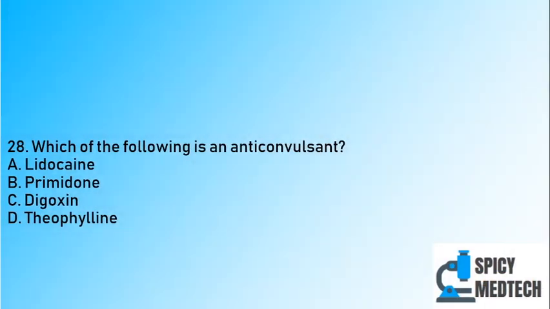Number 28. Which of the following is an anticonvulsant? A. Lidocaine, B. Primidone, C. Digoxin, or D. Theophylline? So the answer for number 28 is B, primidone.